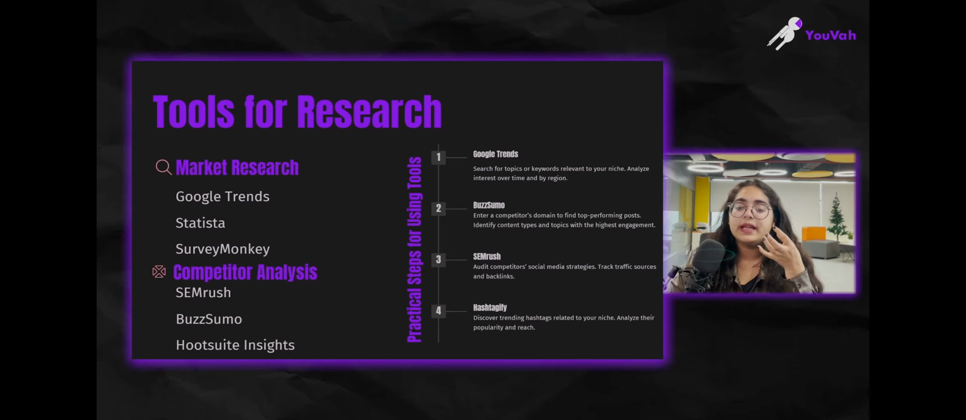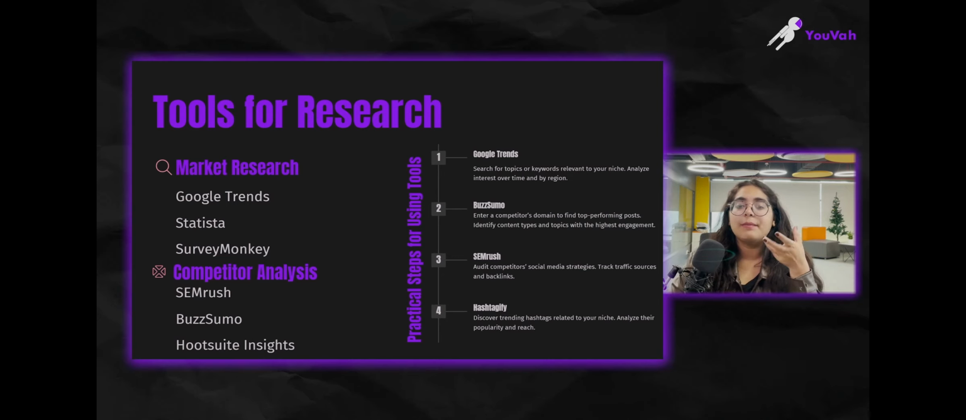So BuzzSumo basically helps you enter the competitor domain to find out which are the top performing posts that competitors have. You put in the details of the competitors and you're able to see what kind of topic and what kind of content they're creating is working and getting the highest engagement, right? If you're aware of this beforehand, you'll be able to create the same kind of content more, instead of experimenting again and again. You'll be able to understand it in a much better sense, right?